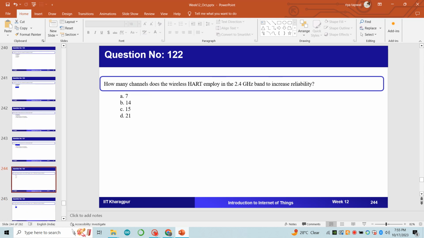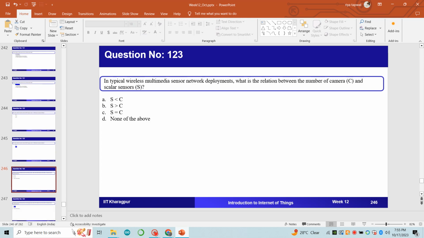Next question is, how many channels does the WirelessHART employ in the 2.4 GHz band to increase reliability? Options are 4, 14, 15, 21. 14. Okay, anyone else? Correct option for this is 15.